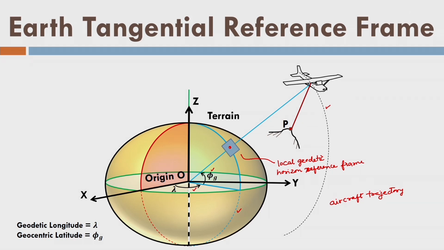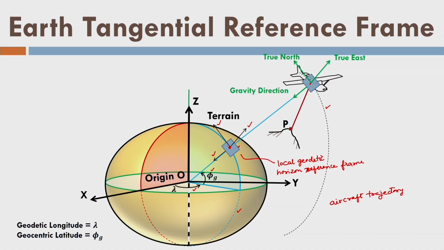So let us define this local geodetic horizon reference frame. I am also defining the same plane at this aircraft trajectory point here, parallel to this plane. So we know that this is the true north, this is the true east, this is the gravity direction here. And so we are defining the same orientation of the reference frame at the aircraft trajectory like this: true north, true east and the gravity direction.